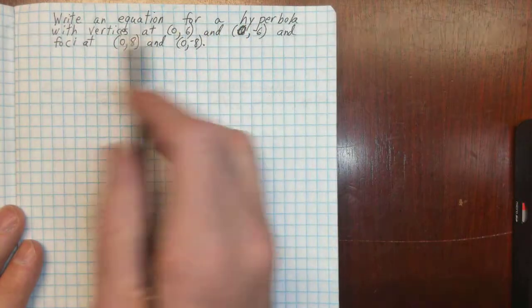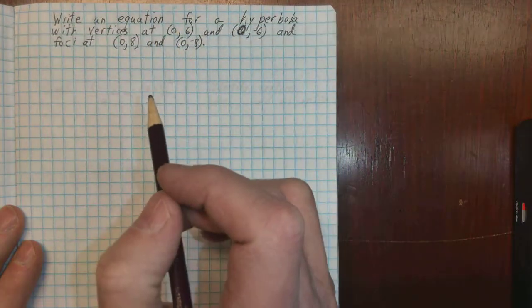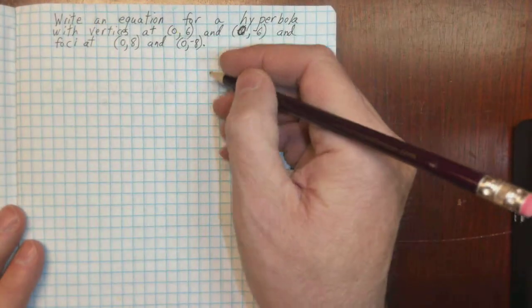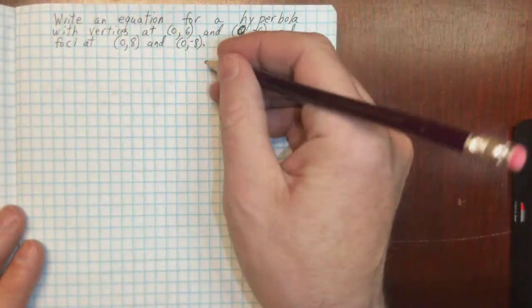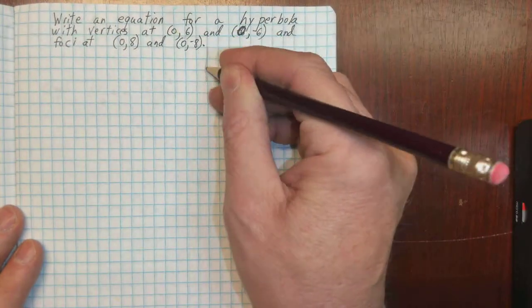Write an equation for a hyperbola with vertices at (0, 6) and (0, -6) and foci at (0, 8) and (0, -8). So I kind of want to draw that and base it on the information we've just had. Let's see.